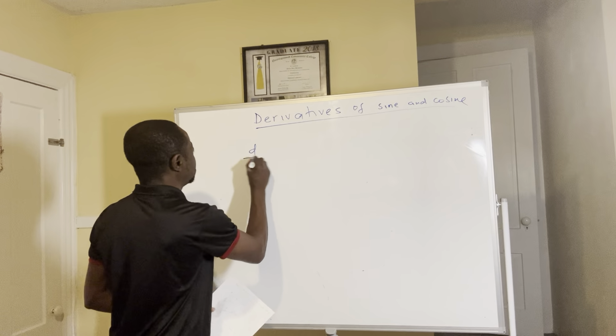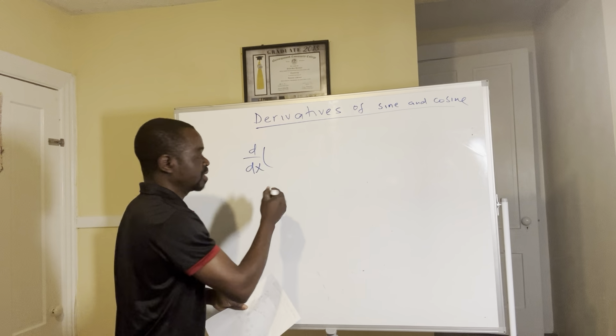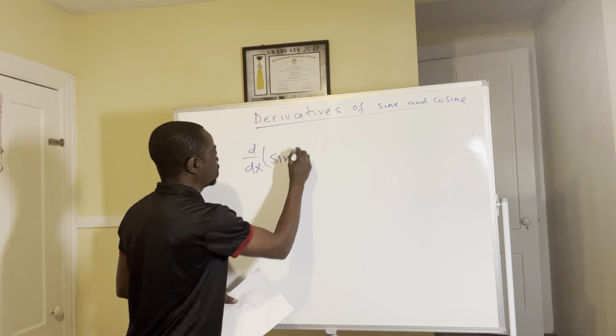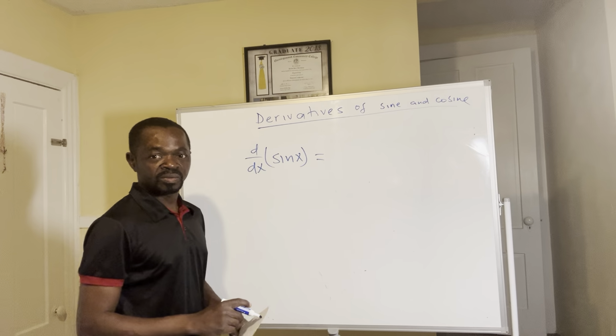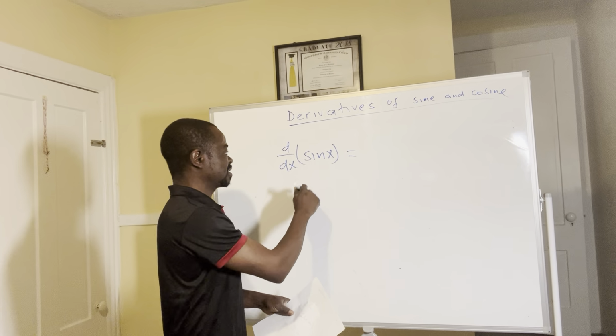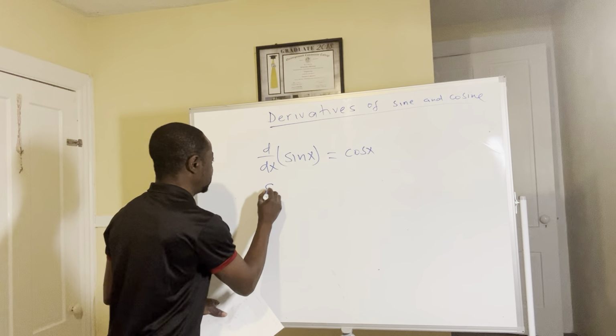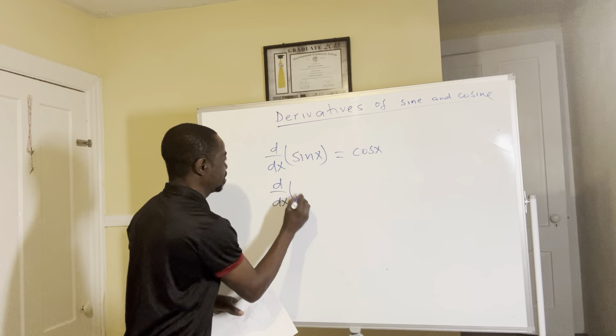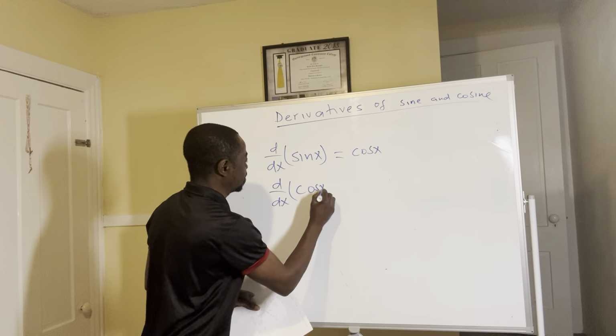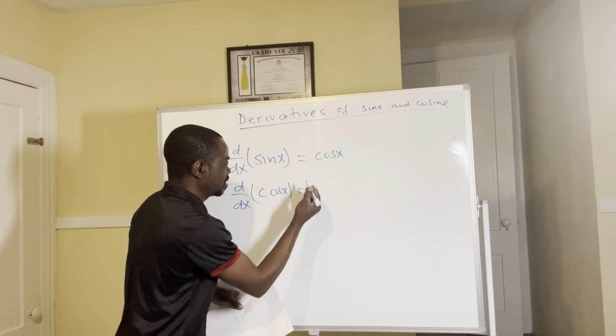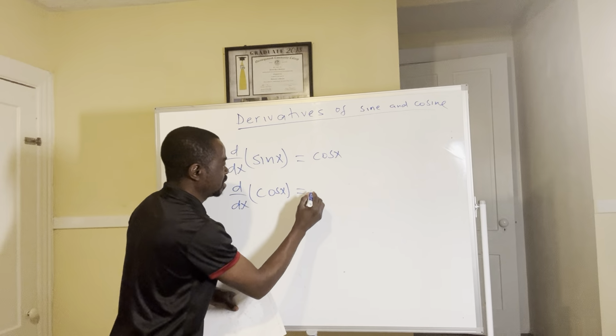So you have d/dx of sine of x. The derivative of sine of x simply gives us cos of x. Then you have d/dx of cos of x, which gives us minus sine of x. So these are the two formulas we're going to be dealing with.